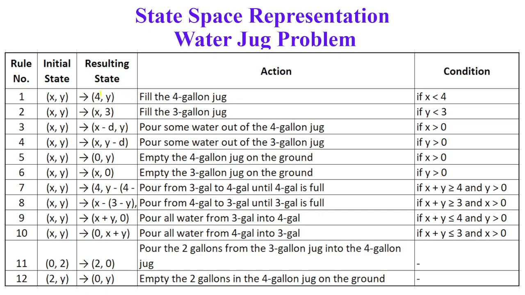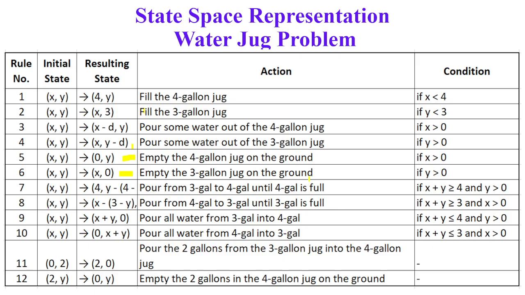If I fill the 4 gallon jug, I will have the resulting state as 4 comma y. If I fill the 3 gallon jug, then the resulting state is x comma 3. If I pour some water out of the 4 gallon jug, if there is some water in x, then this is my representation. If I pour some water out of the 3 gallon jug, and if there is some water in it, then this is my state. If I empty the 4 gallon jug, this is my state. If I empty the 3 gallon jug, this is my state.